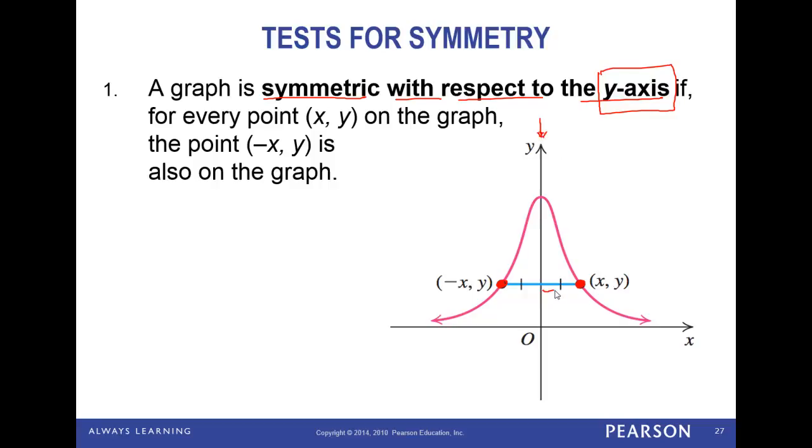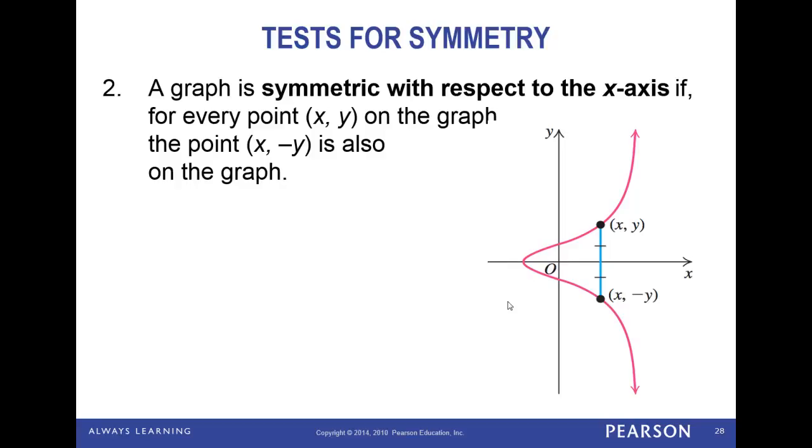Notice they're equidistant. So this distance has to be exactly the same as this distance. What I really want you to notice is this part right here. The x and the negative x, those are the ones that change. With symmetry, all we're going to do is test for them, or based upon one side, you're going to graph the other side.